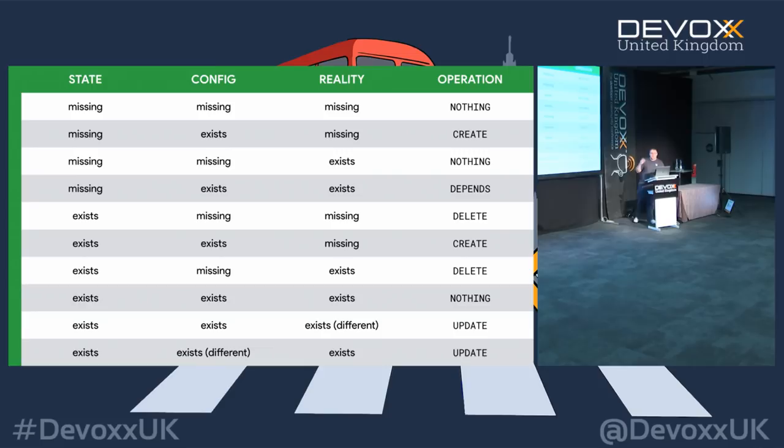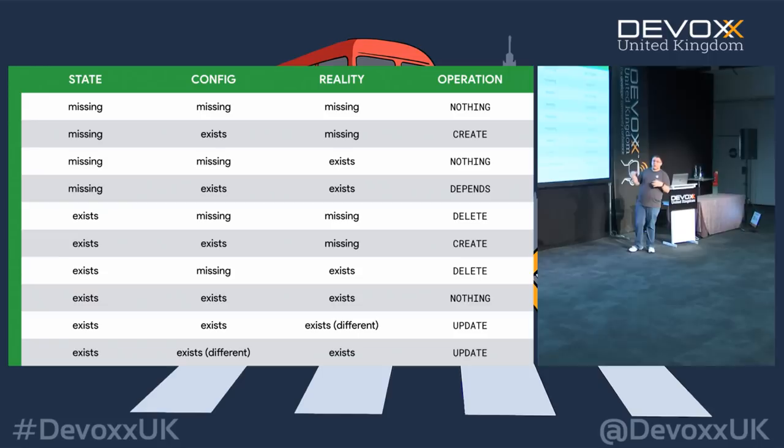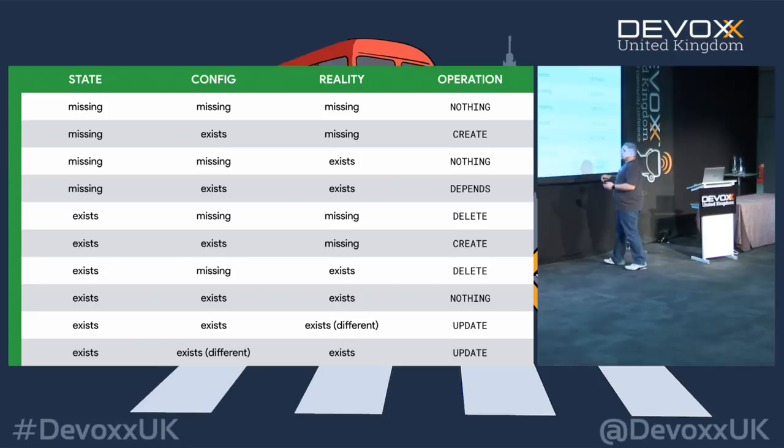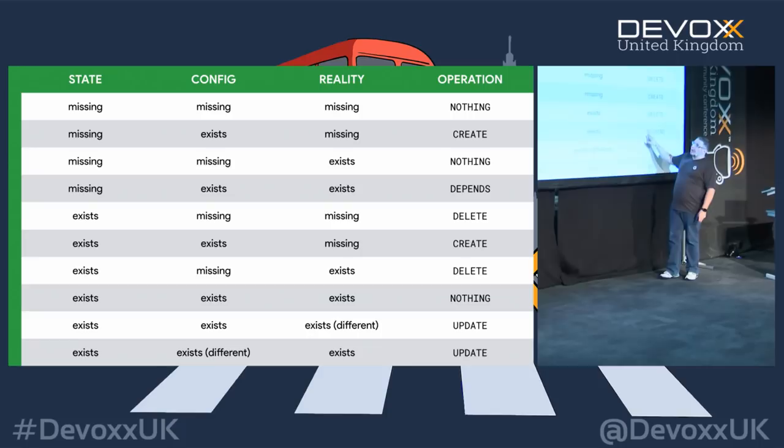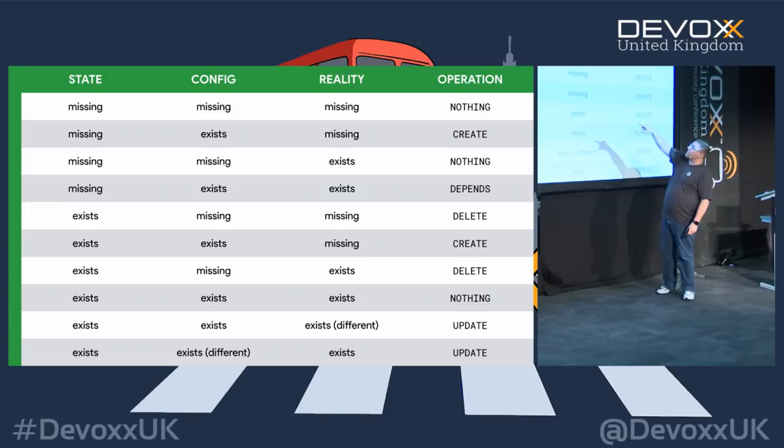But this is how Terraform makes decisions based on the state file. So just to highlight a few here, the state is what's in the state, the config is what's in your local Terraform config, and the reality is what's out on the cloud, like Google or Amazon. If a resource exists in the state, exists in the config, and exists in reality, Terraform does nothing. And the other one that's interesting is that if nothing exists in the state and nothing exists in the config, but it does exist in reality, Terraform does nothing.